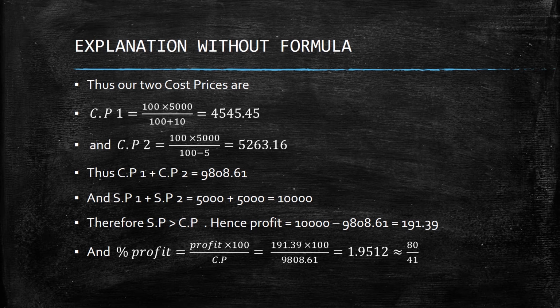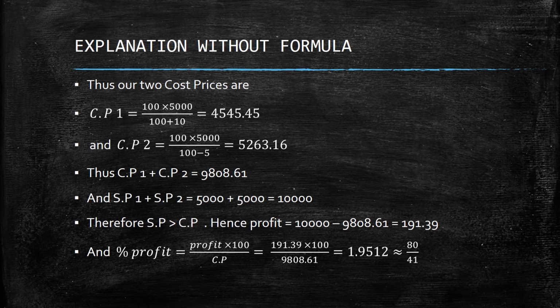In this formula, we substitute our values for SP, percentage profit and percentage loss and calculate the cost price for our two articles. Thus, cost price of article with 10% profit comes out to be Rs 4545.45 and cost price of article with 5% loss comes out to be Rs 5263.16. Adding these two values gives us the overall cost price as Rs 9808.61. Furthermore, we know the overall selling price of two articles as Rs 10,000. Thus, as SP is greater than CP, we have a profit of Rs 191.39.